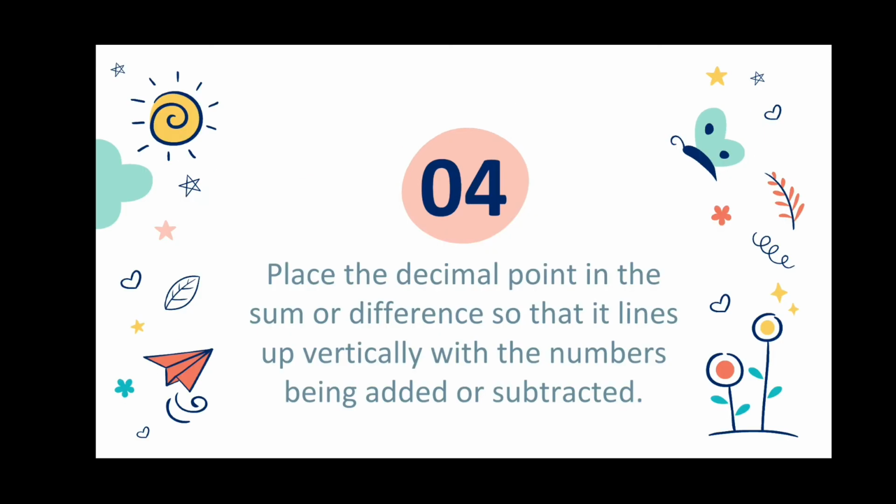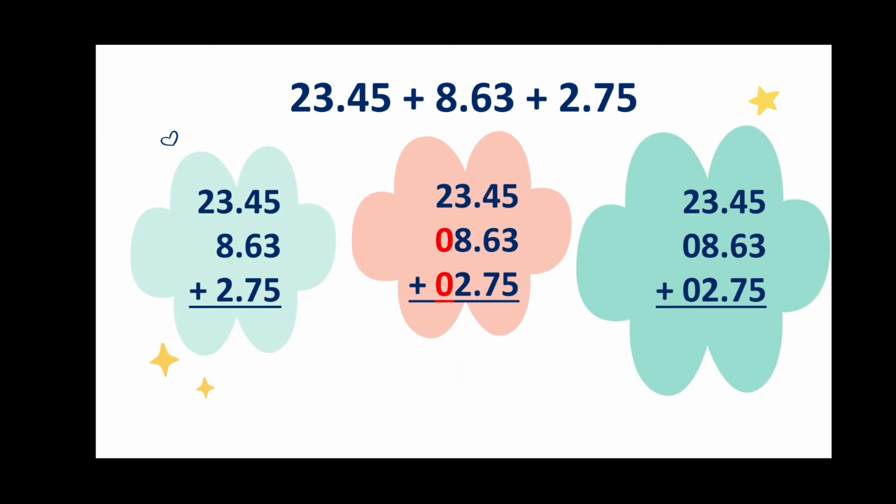Step 4, place the decimal point in the sum or difference so that it lines up vertically with the numbers being added or subtracted. So, maglalagay tayo ng decimal point sa sum or difference na dapat kapantay din ng decimal points sa ating mga given decimal numbers. So, therefore, our final answer will be 34 and 83 hundredths.